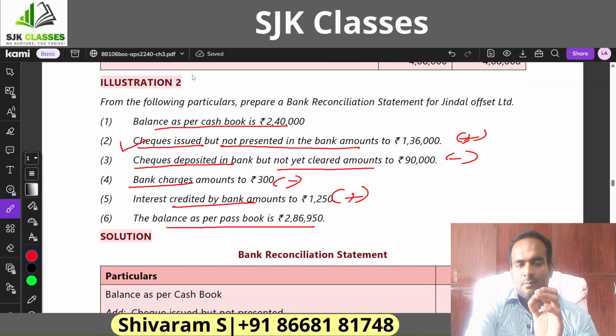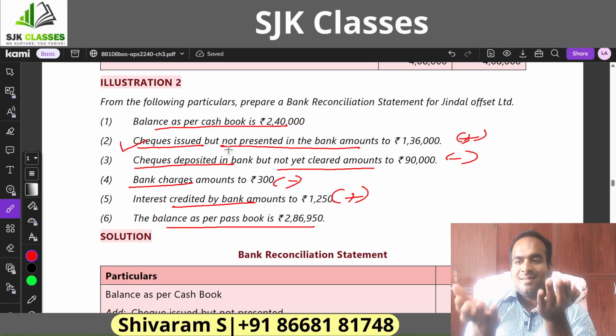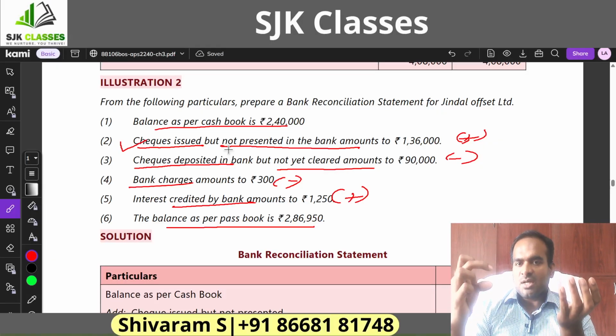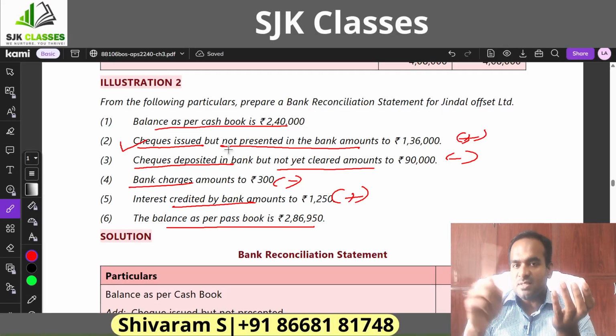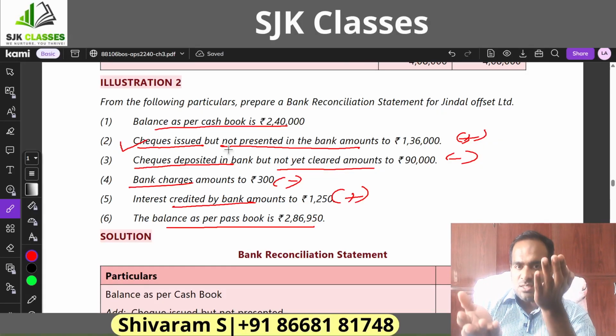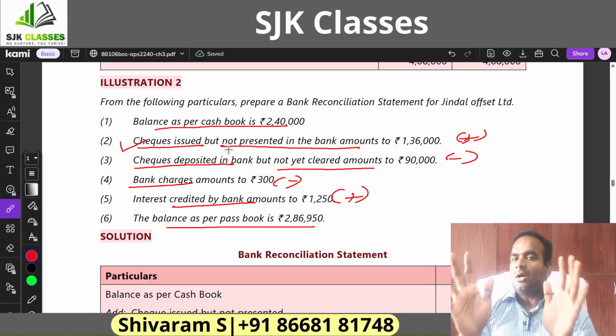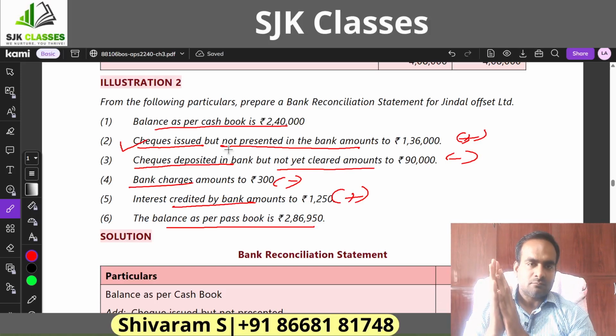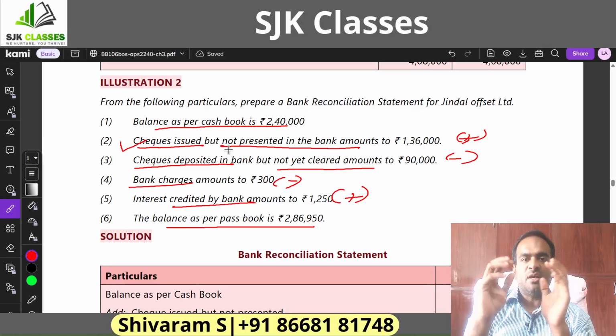So a quick summary. What is BRS all about? It's about finding the reasons for differences between cash book and passbook. Which transaction has caused the differences between cash book and passbook? We'll find that out and go for a BRS. We're trying to prove that it's because of these transactions only that there is a mismatch, so there are no accounting frauds, no financial frauds in our business. This is the point we are trying to prove here.